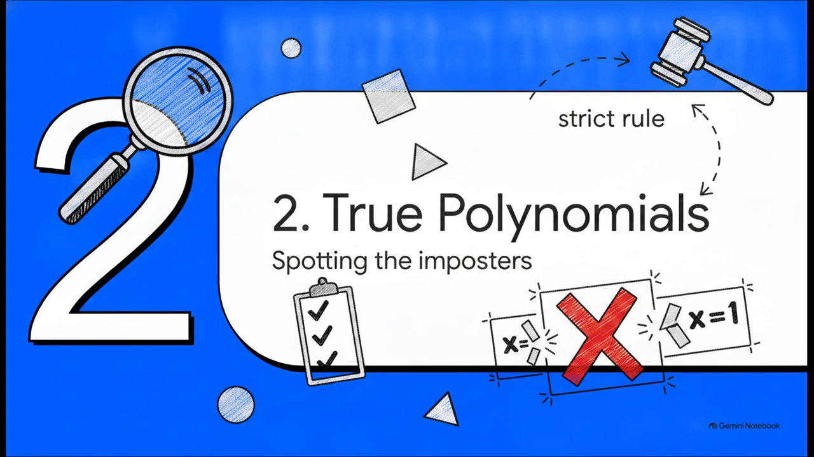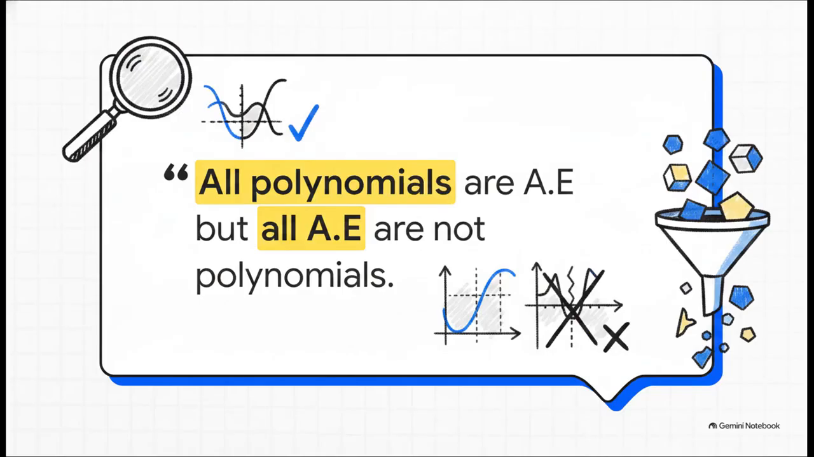Let's talk about the strict rule that turns a basic expression into the real deal. Take a second to read this golden rule. All polynomials are algebraic expressions, but all algebraic expressions are not polynomials. It creates a bit of a mystery, doesn't it? It basically tells us right off the bat that there are expressions out there that are just imposters. They're posing as polynomials, and we need a reliable filter to figure out which is which.